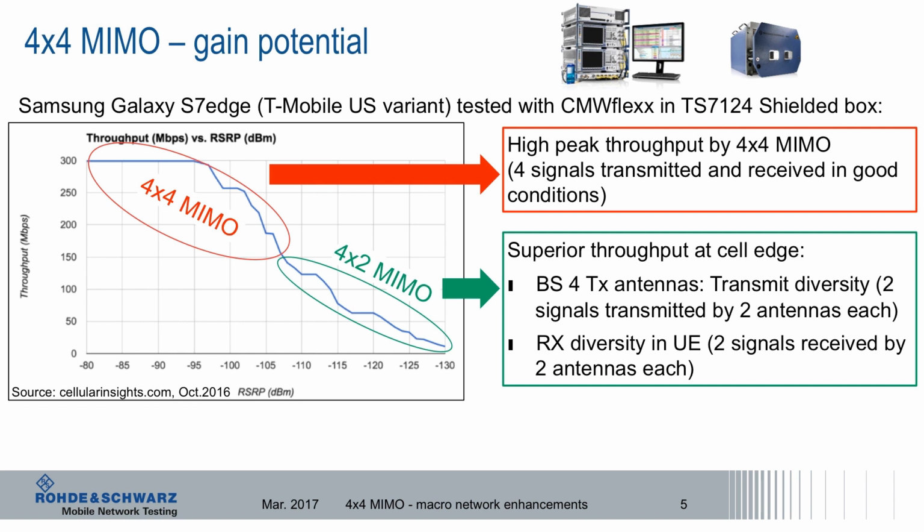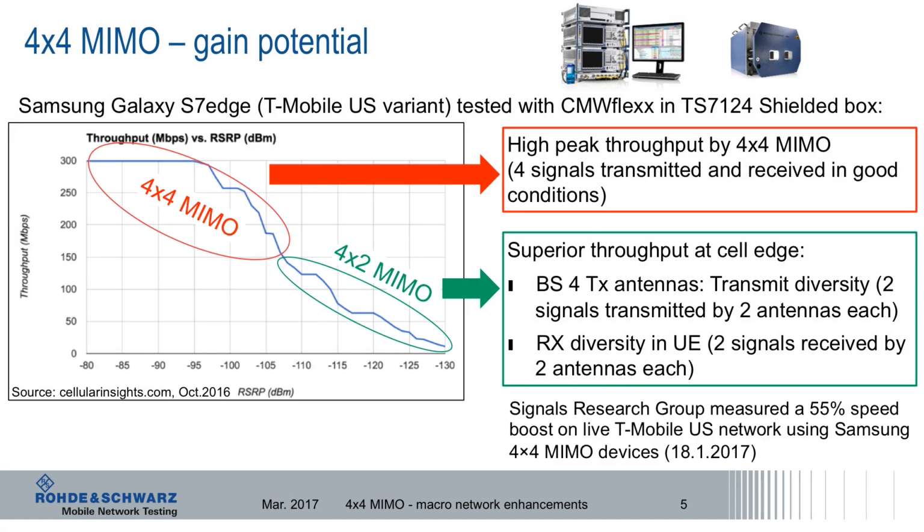So we have a superior throughput at the cell edge as well, because we are using 4 transmitters on the base station side, and we can use transmit diversity. So we use 2 signals that are transmitted by 2 antennas each by the base station. And on the receive side, on the UE side, we have also receive diversity. So we receive 2 different signals by 2 antennas each, and this gives us a certain gain, and this is very important, in particular for the performance at the cell edge.